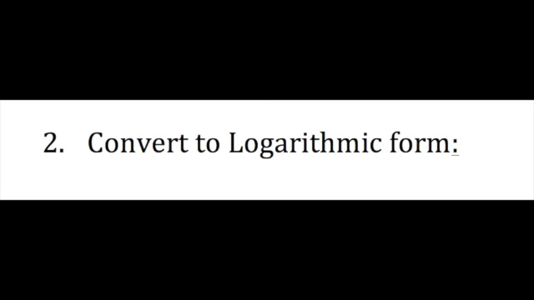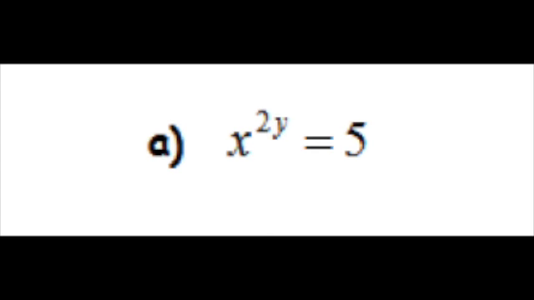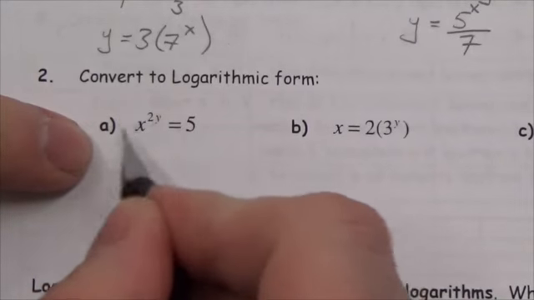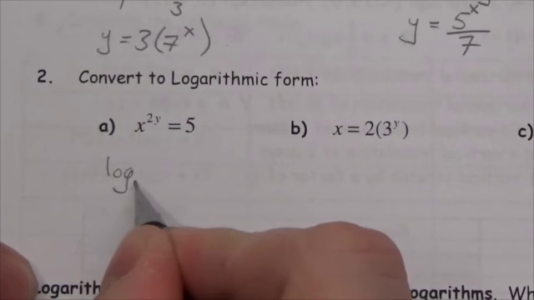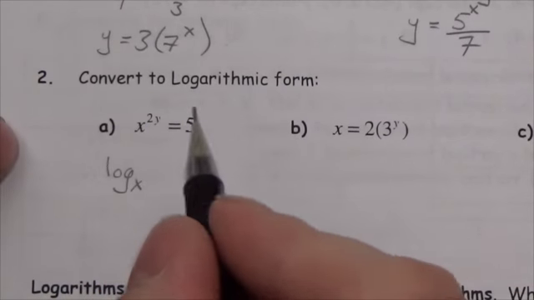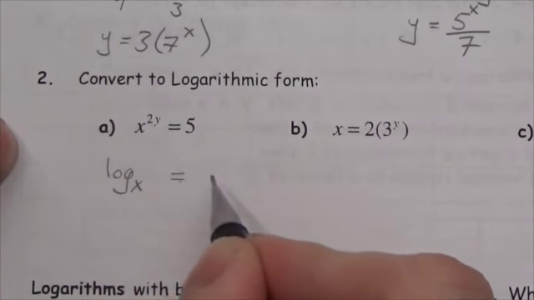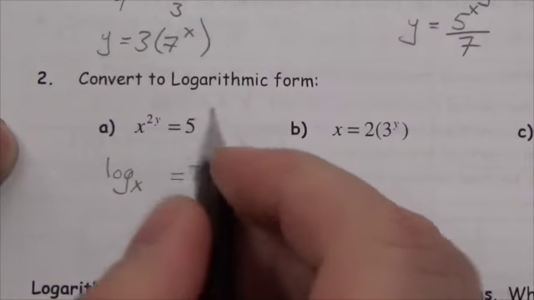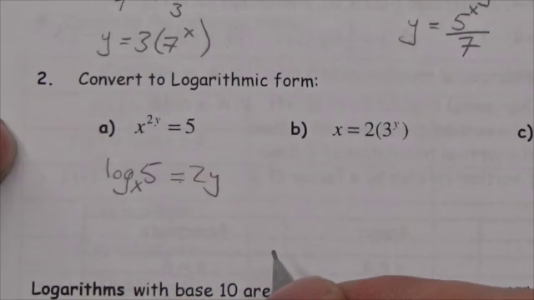Convert to logarithmic form. x to the 2y is equal to 5. Okay, for this one, we're going to go backwards. Here's our power. Our base is going to be the same when we convert to the logarithmic form, so this is going to be log base x. What the logarithm is going to equal will be the exponent, so the logarithm is going to equal 2y. And remember, we always take the log of whatever the power equals. So this is log base x of 5 is equal to 2y.